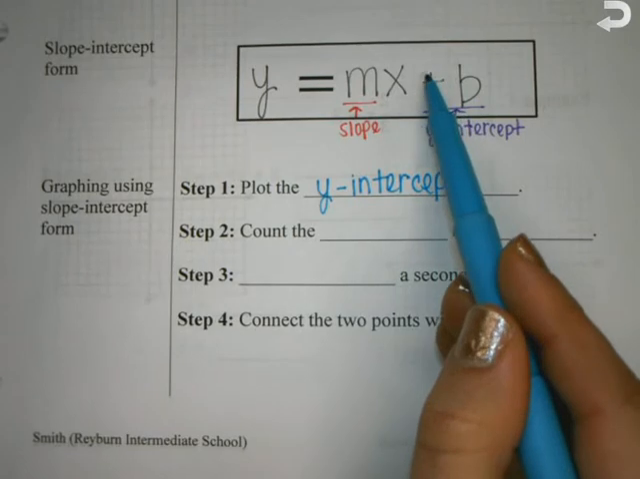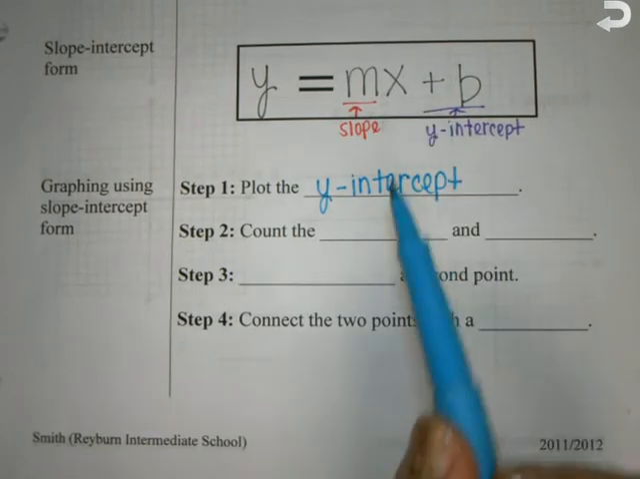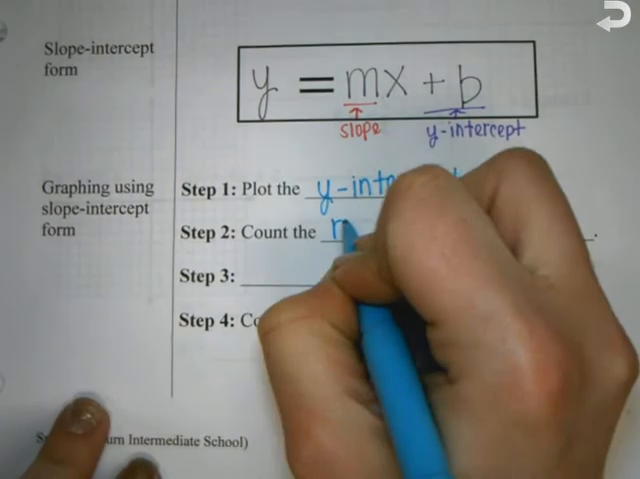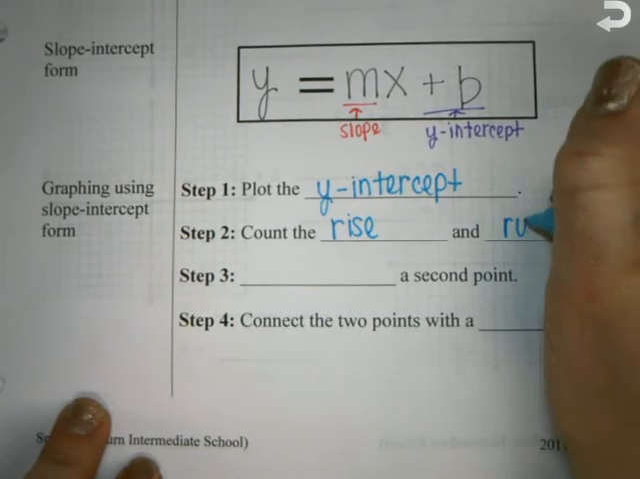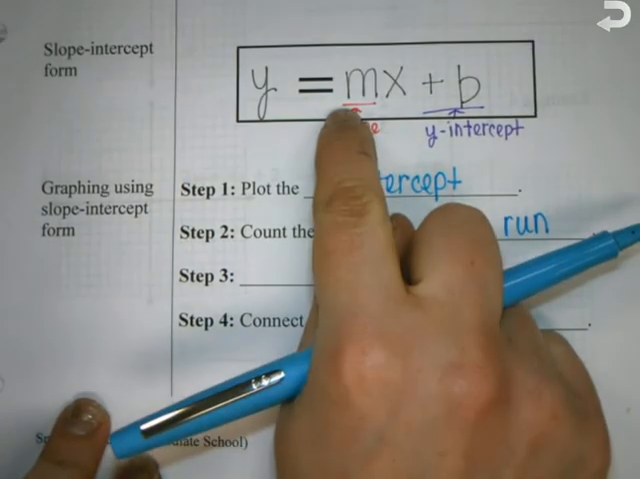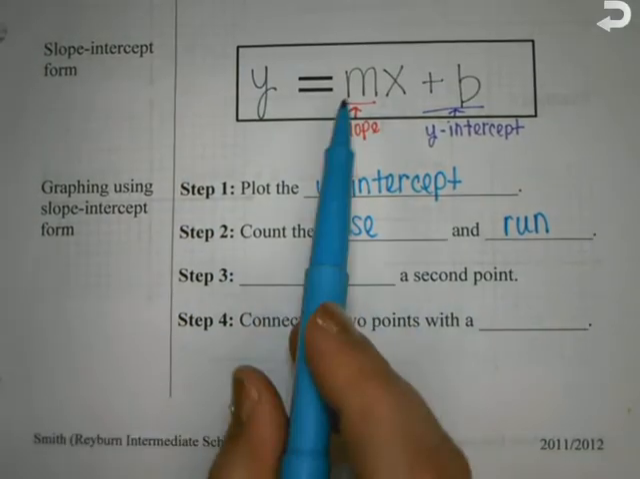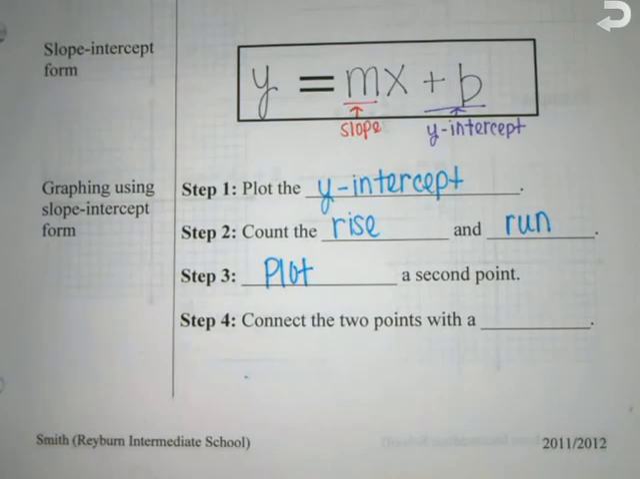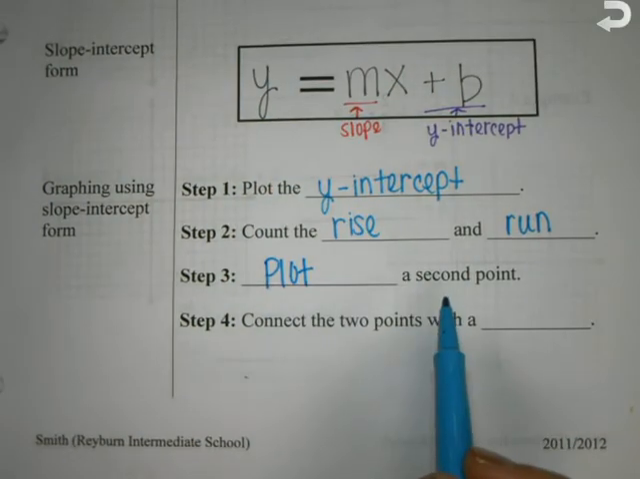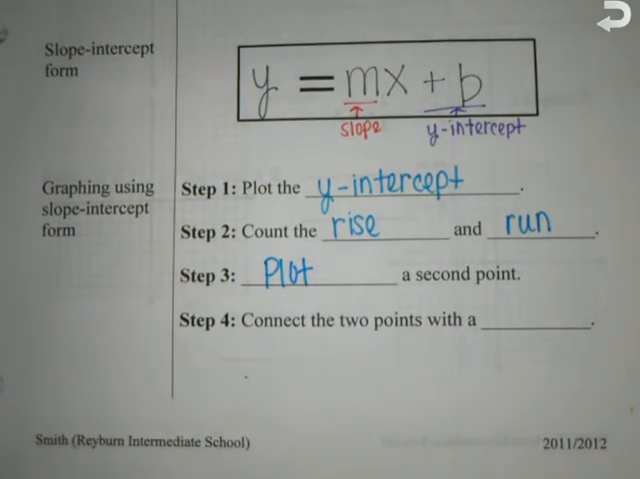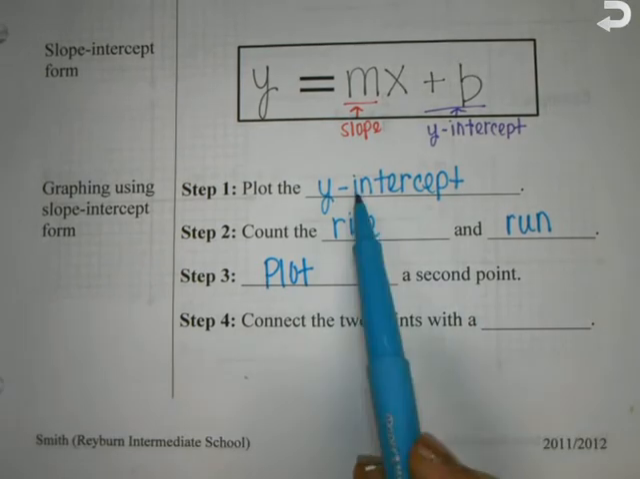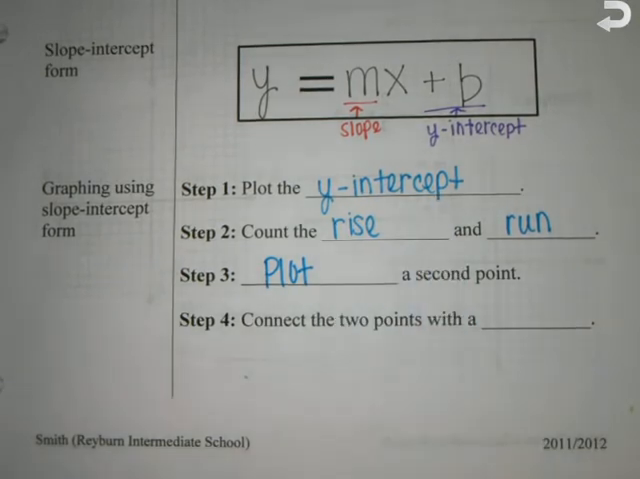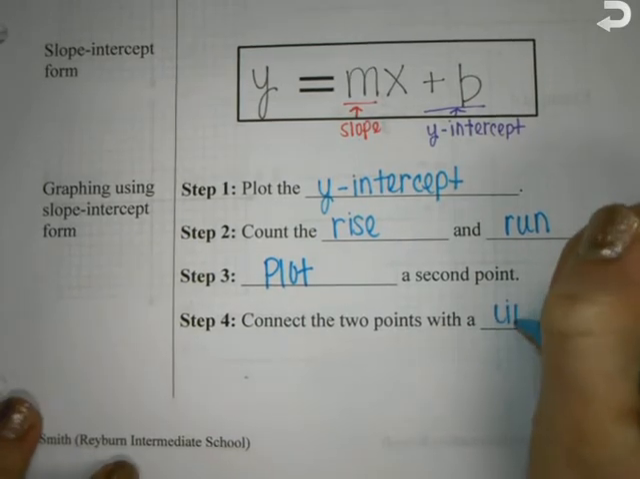Then we count the rise and the run from the slope. And we'll plot a second point after we're done counting the rise and the run, because slope takes you from one point to the next point, right? So if we already know one point and we know the slope, we can count from that first point up to a second point. So then we have 2 points, so we connect both points with a line.